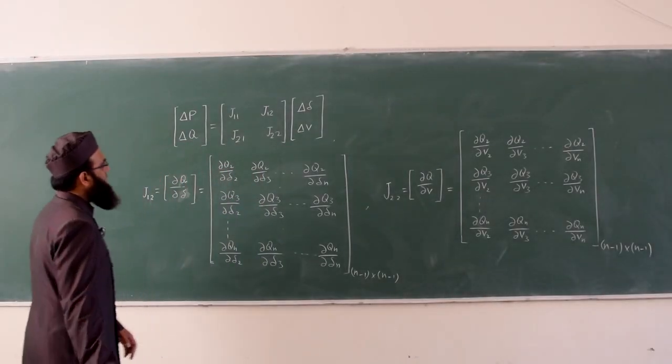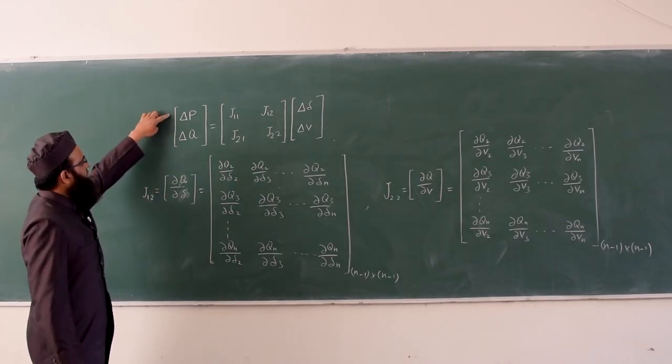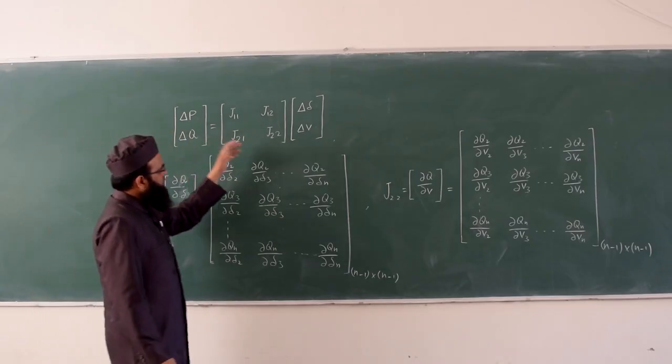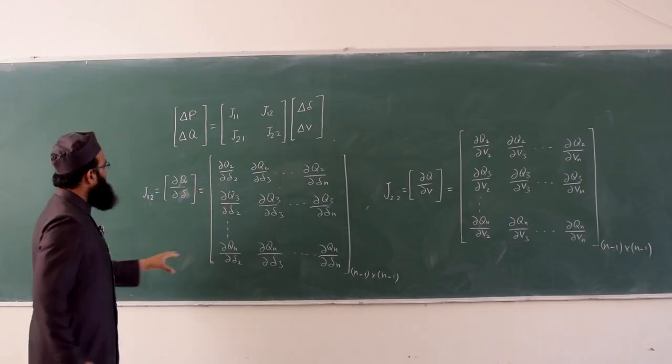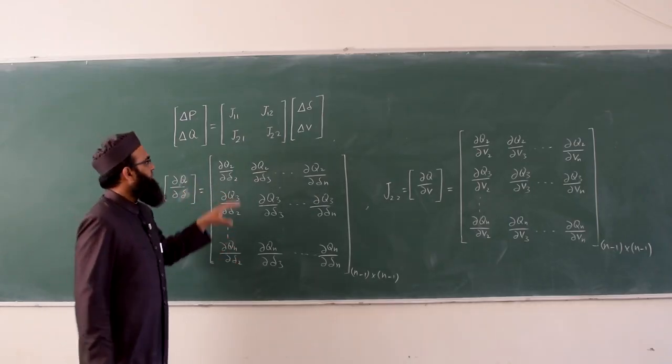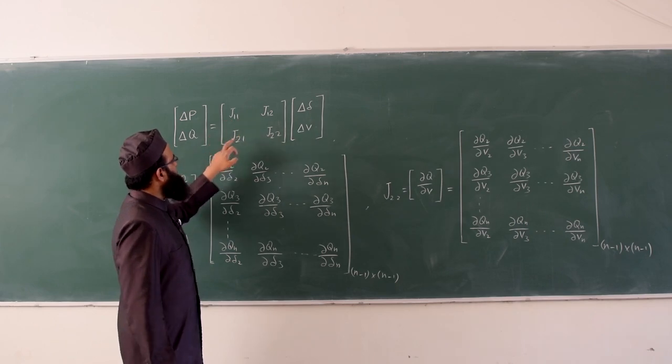So, what we have done till now? We have calculated del P, we know del Q, we know now del delta and del V, and this way we can calculate the elements of Jacobian matrices. The elements are J11, J12, J21, J22.